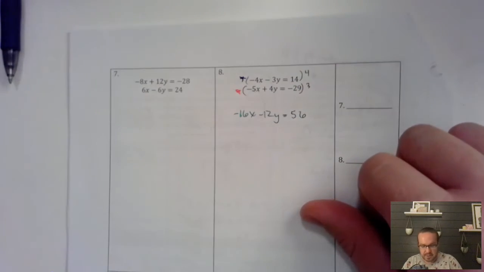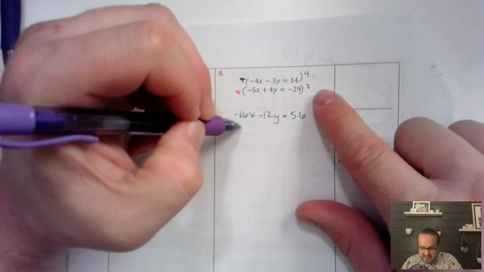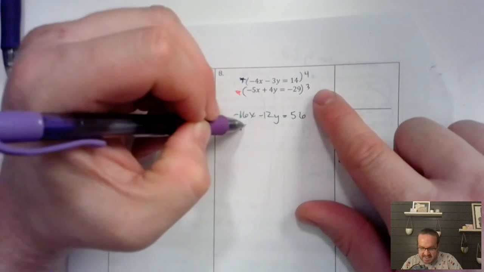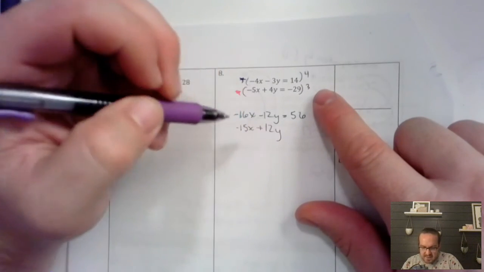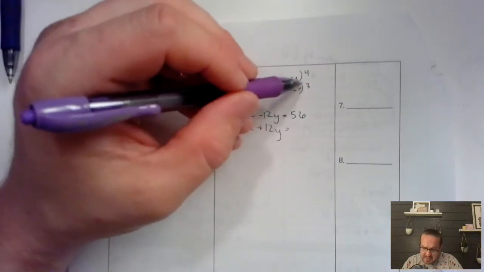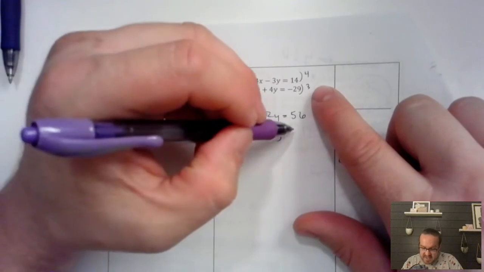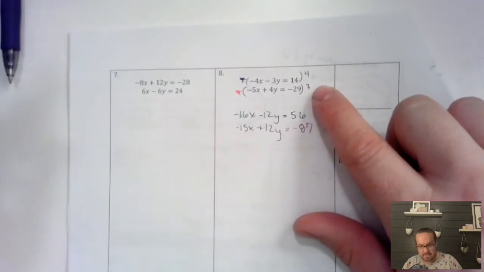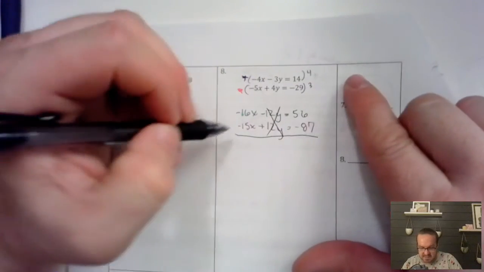Purple here. 3 times negative 5x is negative 15x. Times positive 4, positive 12y. And then negative 29 times 3, that's really close to negative 30. Times 3, negative 30 would be negative 90. So negative 29 is just negative 87. Those cancel. We have a negative 31x.